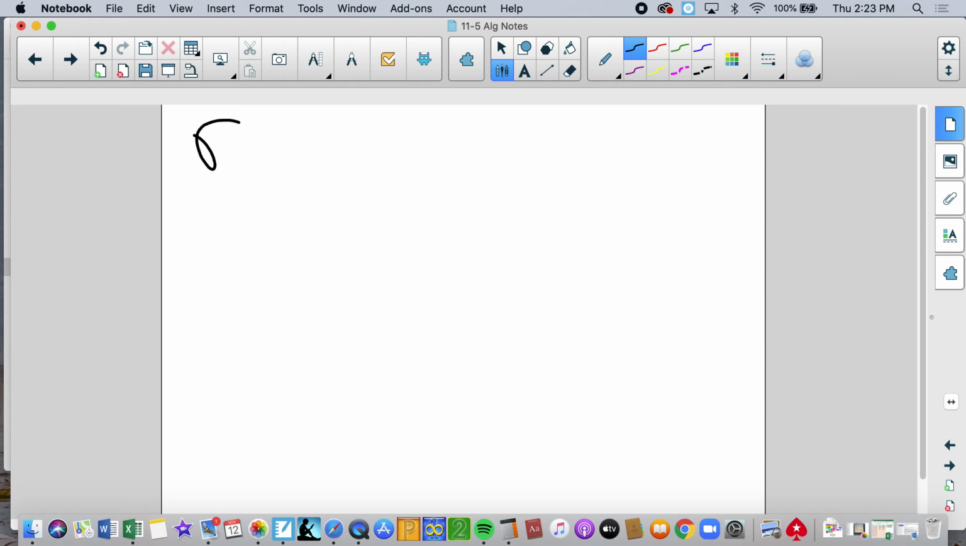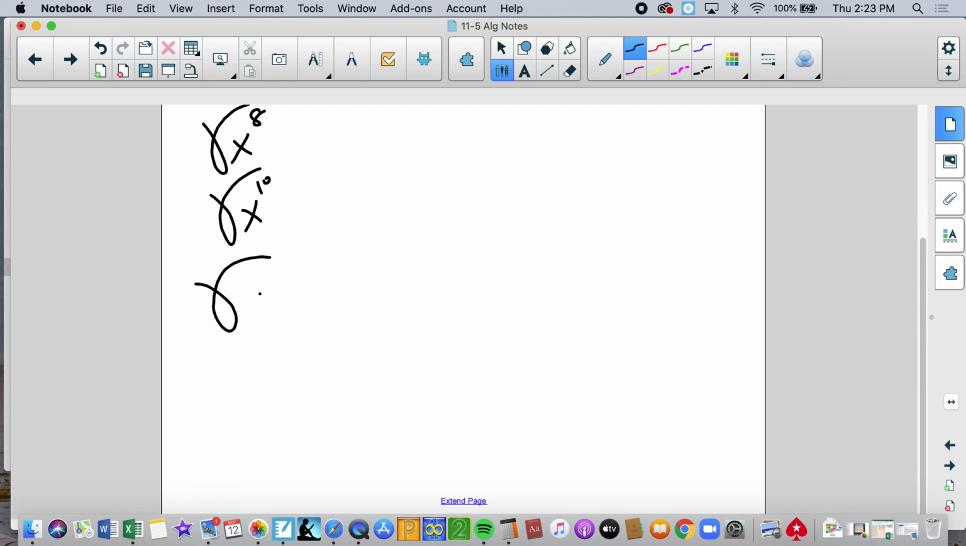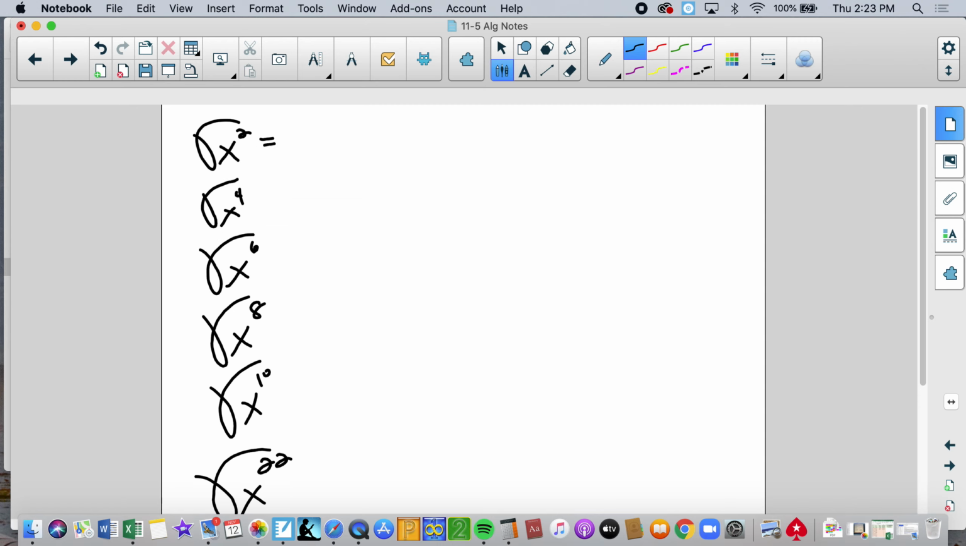So I like showing this progression. And then we get a little crazy after 10. Then we can say, what's the square root of x to the 22nd? What is the square root of x to the 100? Let's just do that. So we see that the square root of x squared is x. The square root of x to the fourth is x squared. Square root of x to the sixth: how many x squareds are in x to the sixth? X squared, x squared, x squared. There's three of them. So that's going to be x to the third.